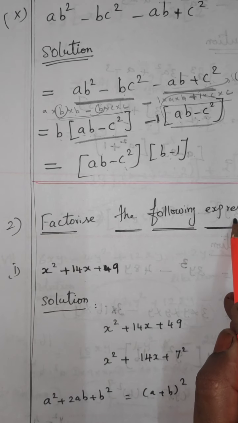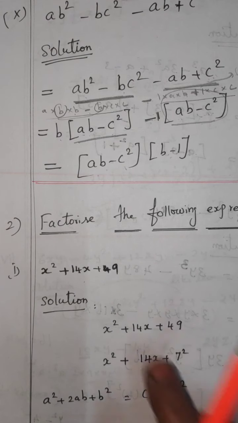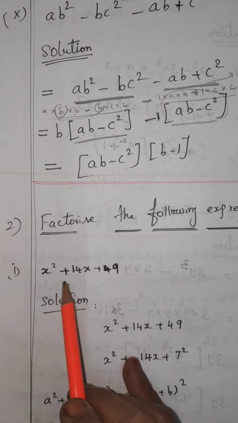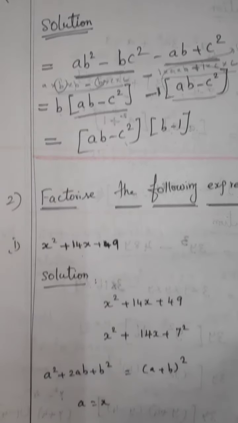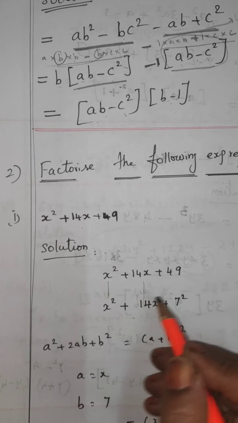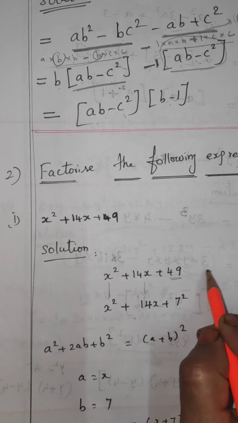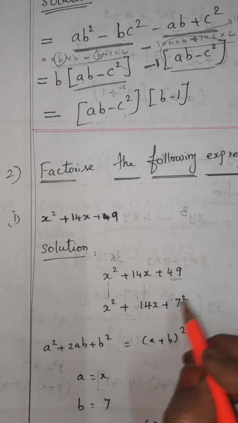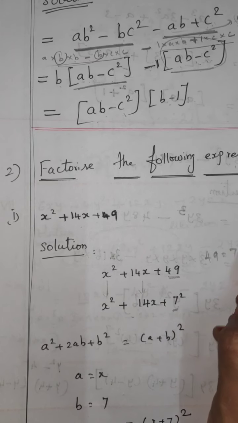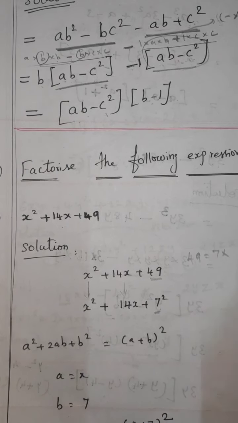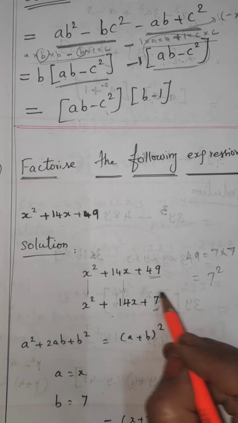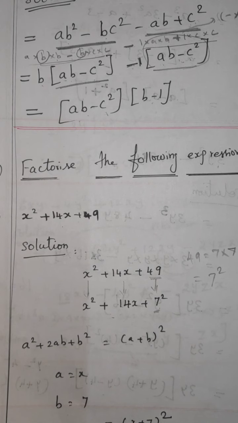Factorize the following expressions. This is very easy. This second Roman letter, the two sums are very easy. X squared plus 14x plus 49. See there, x squared, 14x. 49, which two numbers, the same number multiplied, give the answer 49? 7 into 7. 49 equals 7 into 7. This 7 into 7, how do they write it as 7 squared? From two 7s you write 7 squared. This 49 you write as 7 squared.